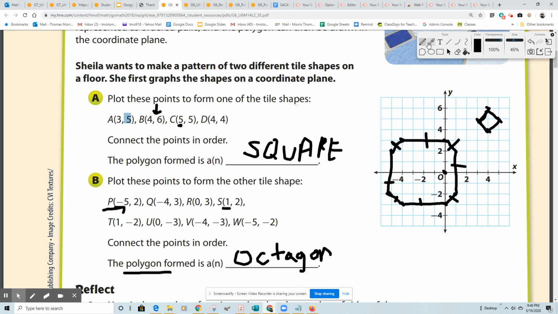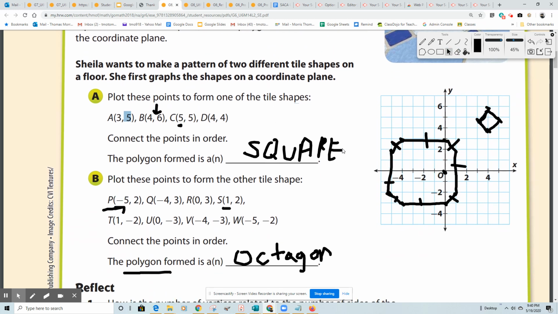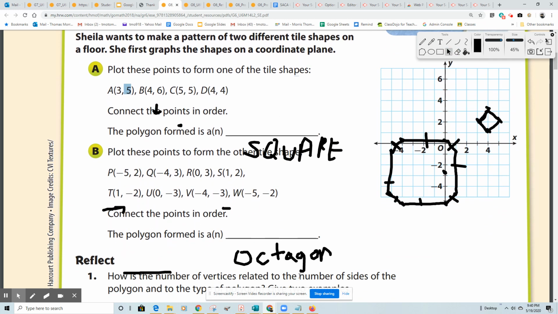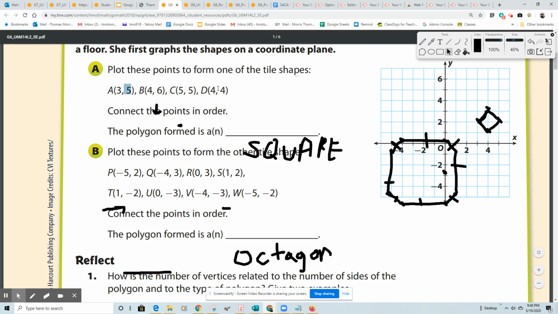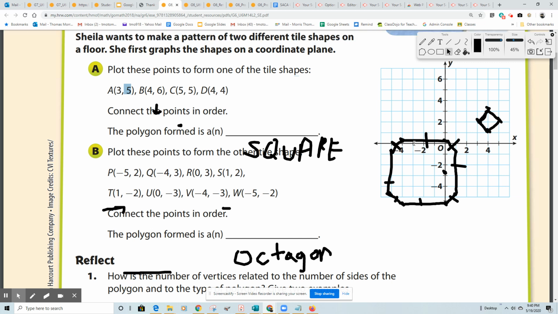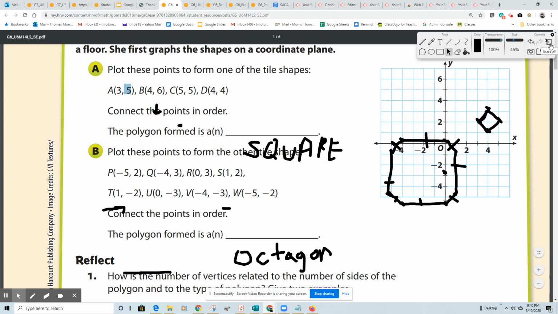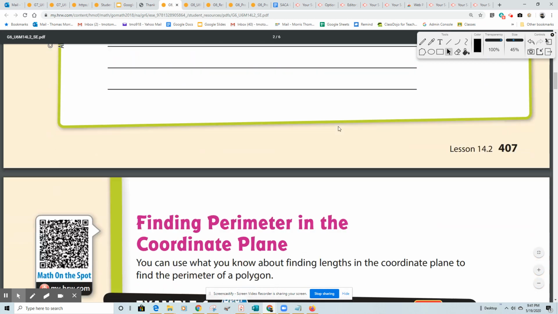All right, so now I'm going to go down here, look at my question. How is the number of vertices related to the number of sides on a polygon? So let's just take a look. A square had 1, 2, 3, 4 vertices. The octagon had the 8 points there. So the number of vertices, the number of coordinate points, will equal the number of sides. That's what they want you to connect to.